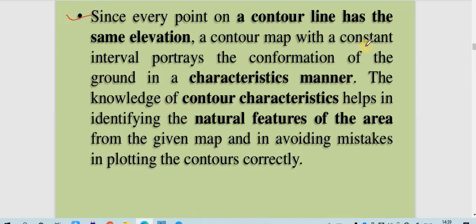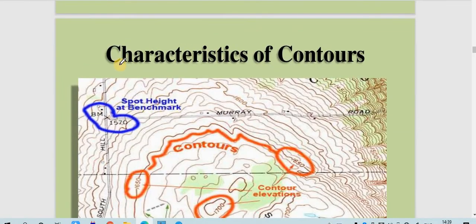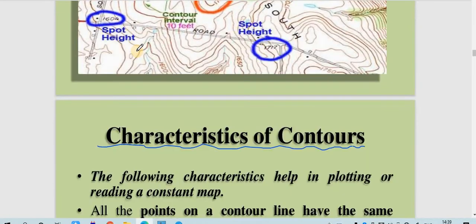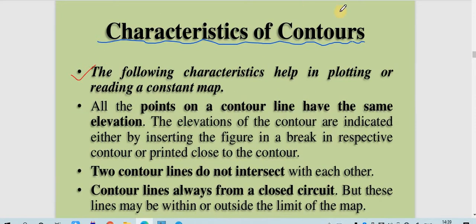Since every point on a contour line has the same elevation, a contour map with a constant interval portrays the conformation of the ground in a characteristic manner. Okay, the knowledge of contour characteristics helps in identifying the natural features of the area from the given map, and in avoiding mistakes in plotting the contour directly. Now, the following are the characteristics which help in plotting or reading the contour map.